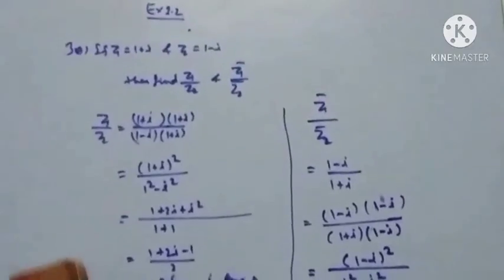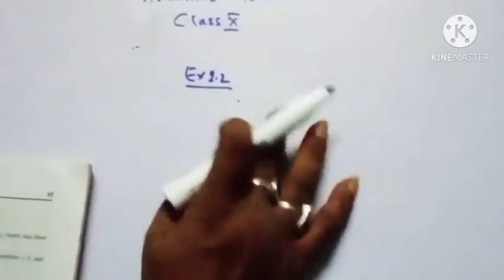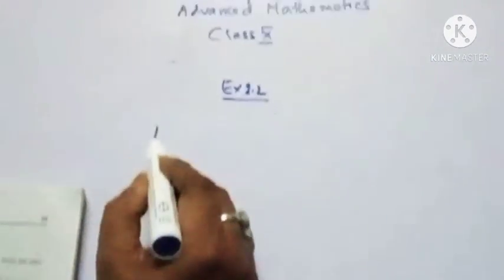Now I'm going to another question. Question number 4, the 3b. These are easy questions. You have to just do the product of these two complex numbers, the product of the conjugates of these two complex numbers. So it is easy, not so tough. You can do it yourself. I am going to question number 4.